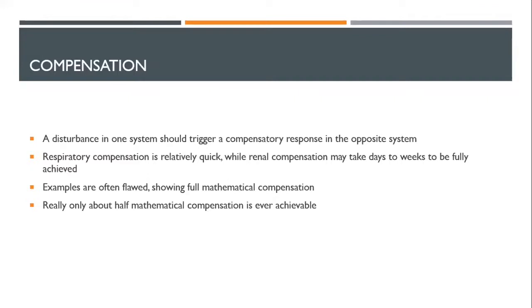So when you're given set up examples in an exam situation, they're often flawed, and they will show full mathematical compensation. When really, in real life clinical situations, only about half mathematical compensation is ever achievable. You can't overcompensate yourself to a completely normal state.